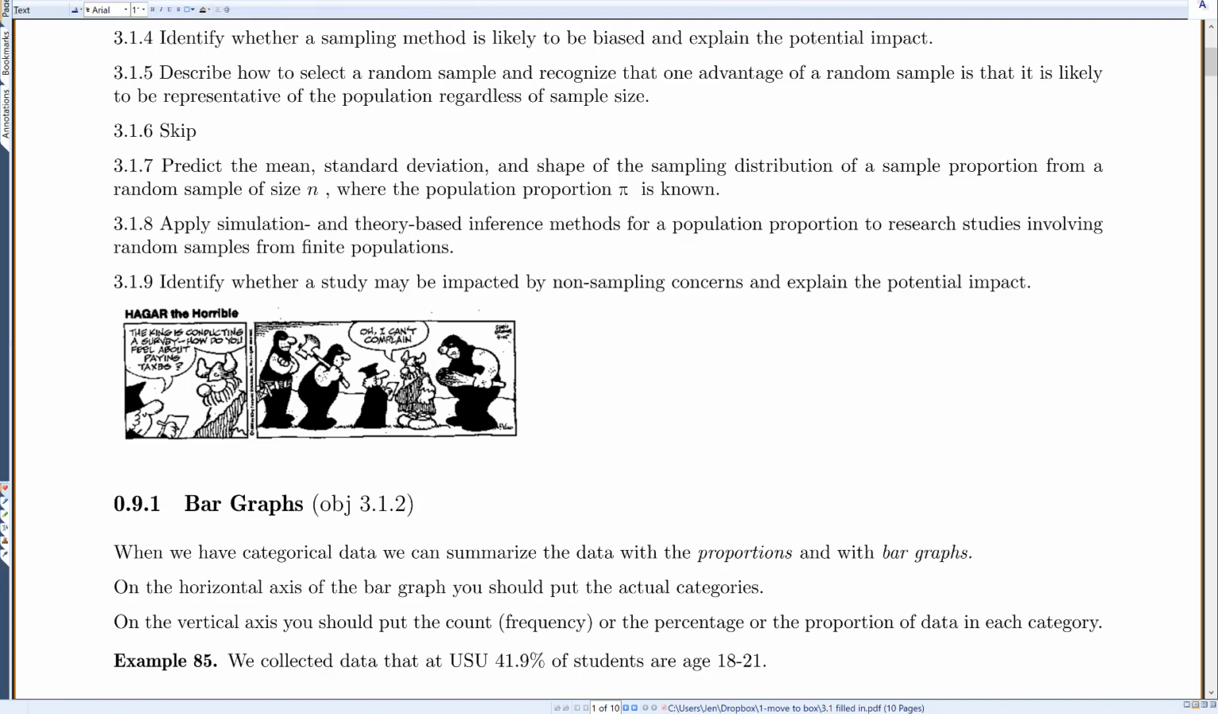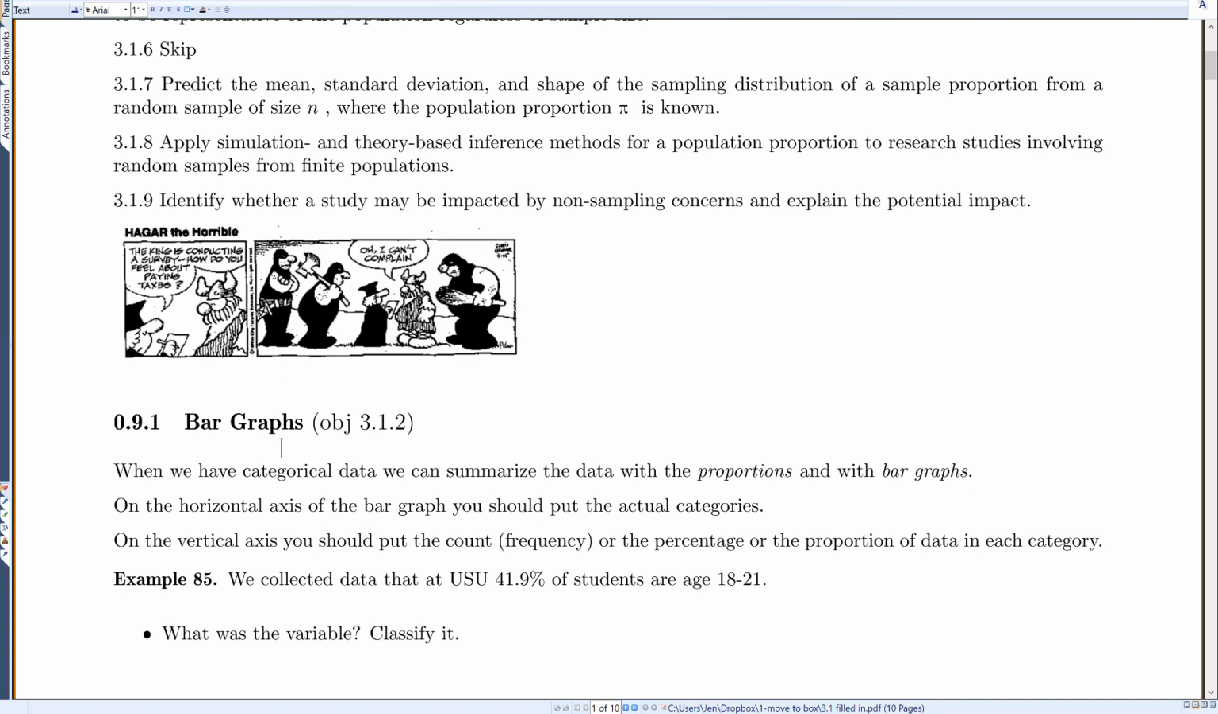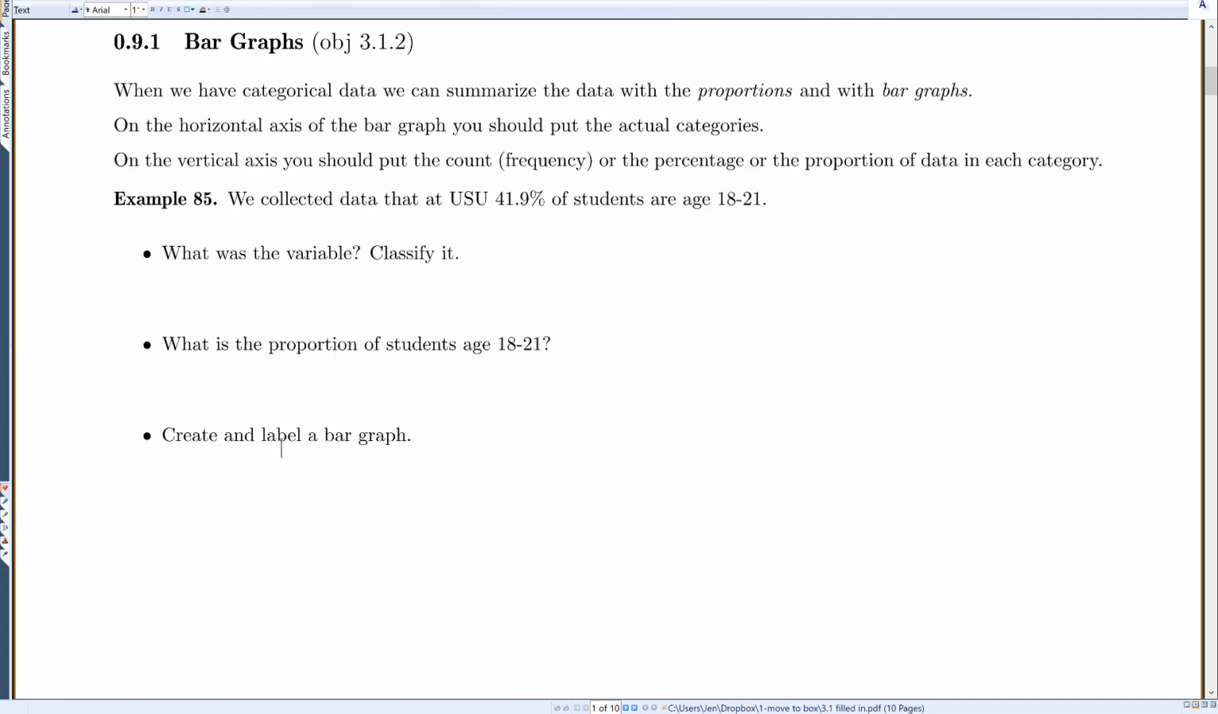But first, a few things about categorical variables. Bar graphs: if we have categorical data, we can summarize the data with proportions and with bar graphs. Just to be technical here, on the horizontal axis of a bar graph, you should put the actual categories of what you're measuring. And on the vertical axis, you can put the count or frequency or percentages or the proportion of data in each category.